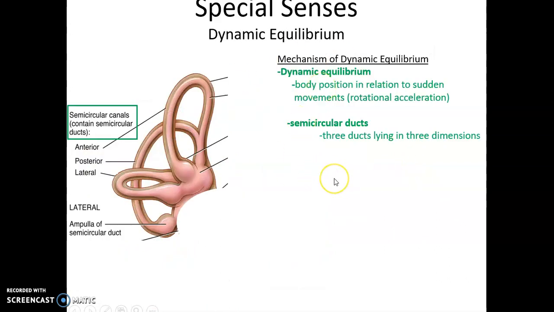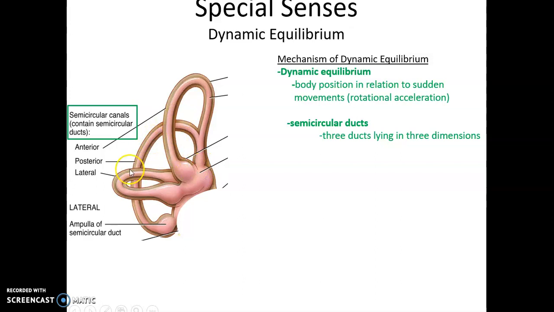All right. Then there's also dynamic equilibrium. Dynamic equilibrium is the body position in relation to sudden movements or rotational acceleration. So when you turn your head really quickly, or say you're driving and you make a sharp turn, that sensation you can feel, that is dynamic equilibrium. And little kids love dynamic equilibrium because they can overwhelm it by spinning in a circle really, really fast and getting dizzy.